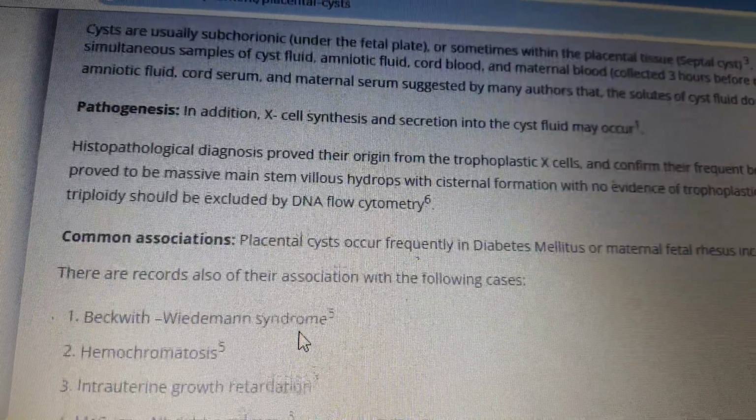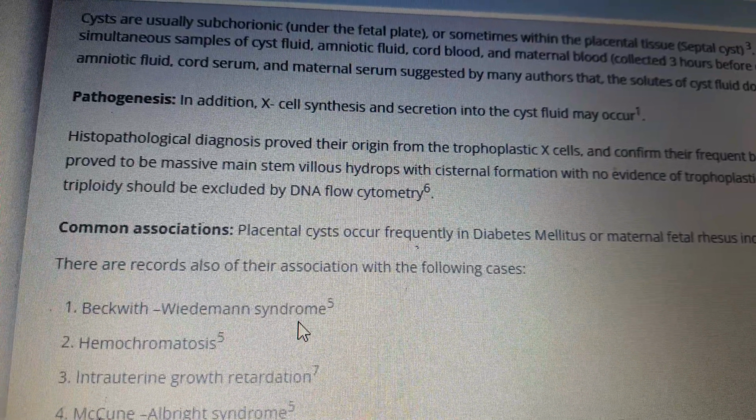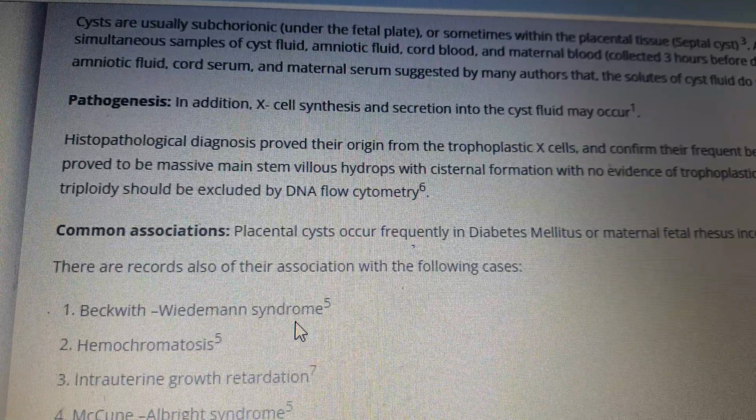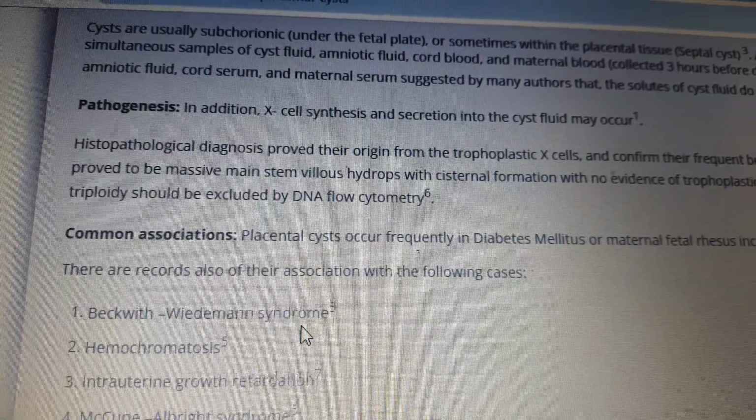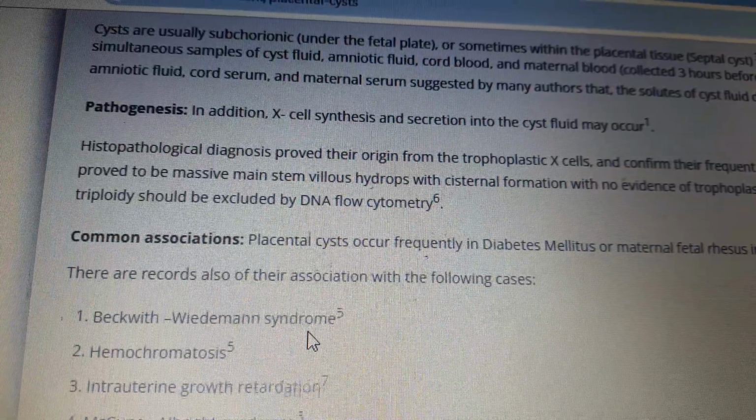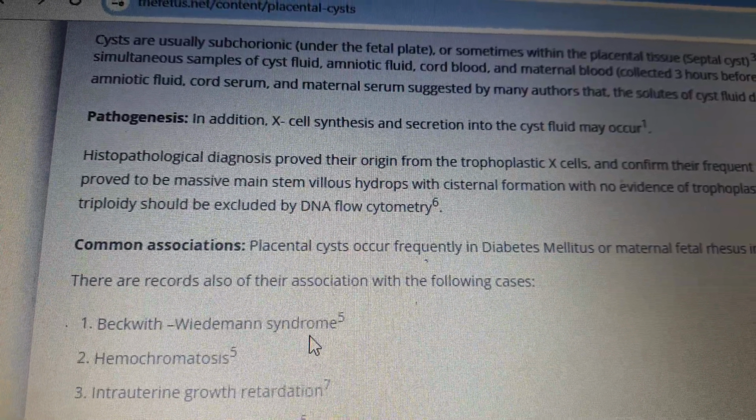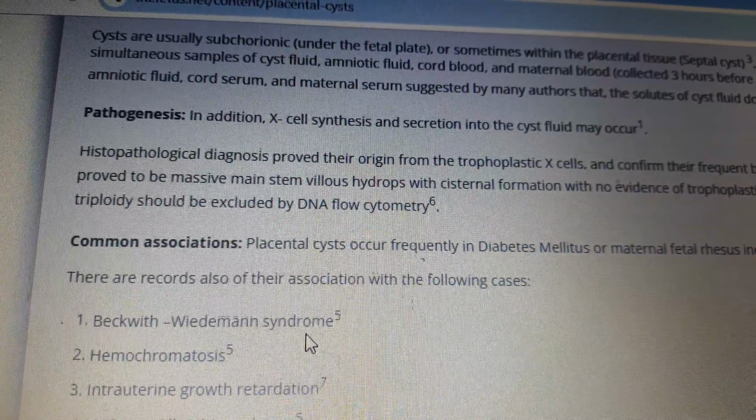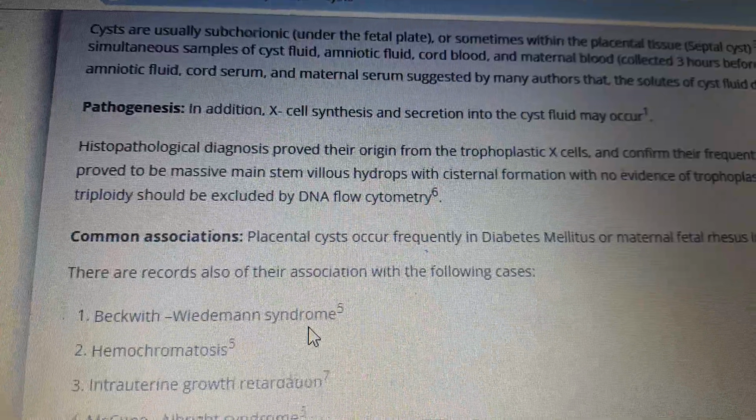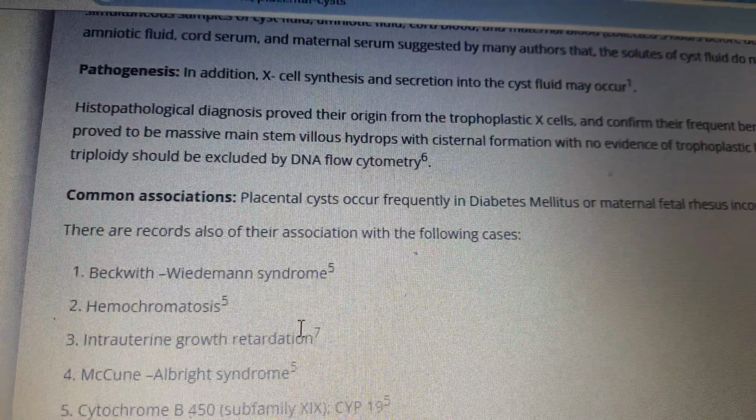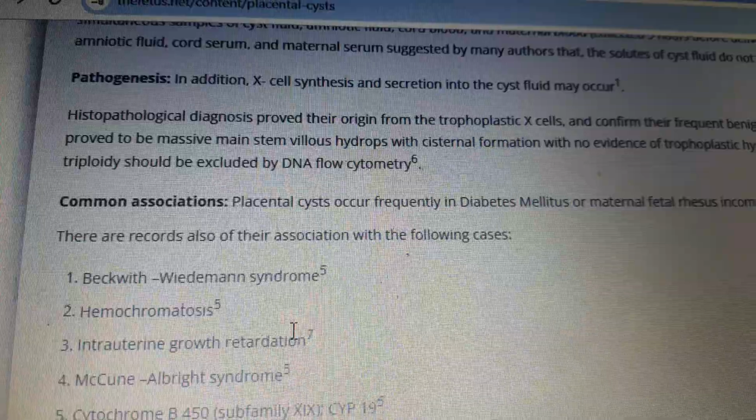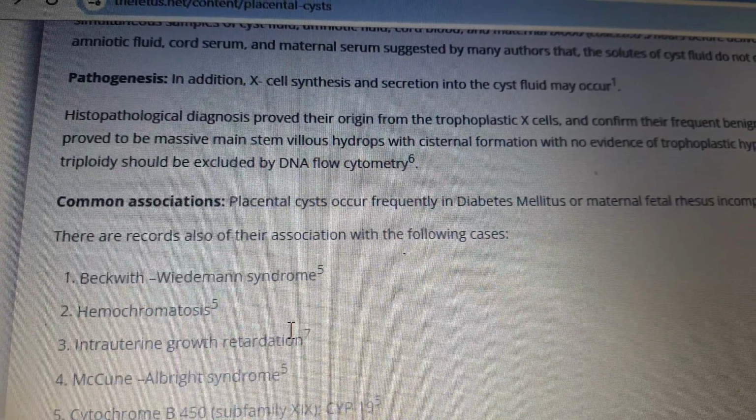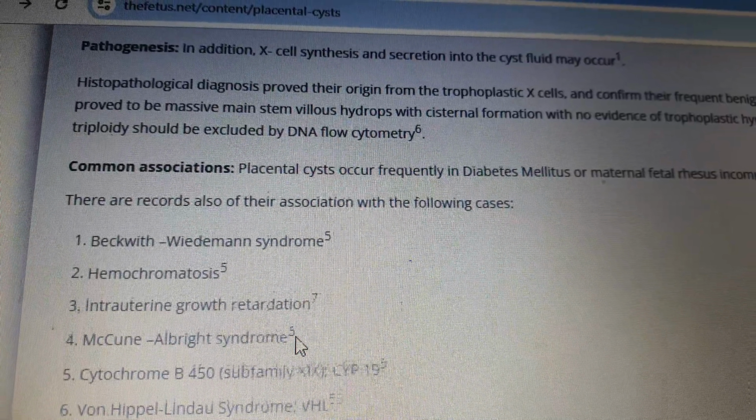Antenatally detected placental cysts were usually benign. If you can get simultaneous samples of cyst fluid, amniotic fluid, cord blood, and maternal blood collected 3 hours before delivery, and biochemical measurements of the cyst fluid, amniotic fluid, cord serum, and maternal serum, it was suggested by many authors that the solutes of cyst fluid do not originate exclusively from a single source. Pathogenesis, in addition, cell synthesis and secretion into the cyst fluid may occur. Histopathological diagnosis proves their origin from trophoblastic cells and confirms their frequent benign nature.